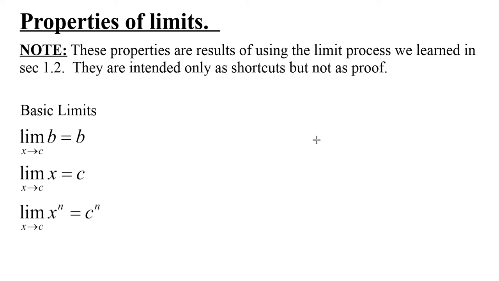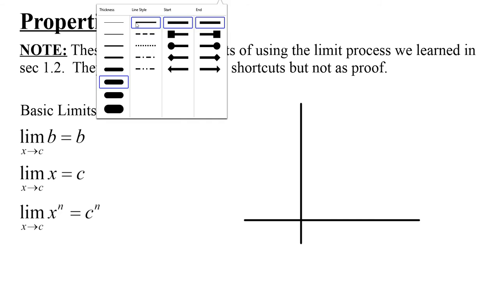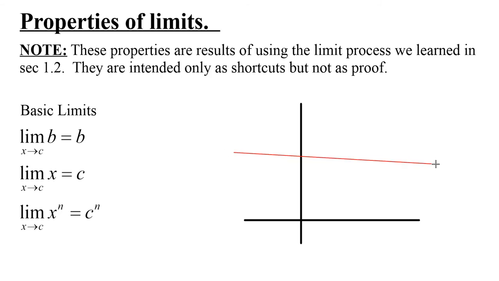And that one is probably the easiest one to talk about, because let's say I do this. I get the good line here. Oops, didn't want that. Let's smooth that up. Okay. And let me call this c. What is the limit of the function y equals b as I come in from the left and from the right? Well, it's just b.